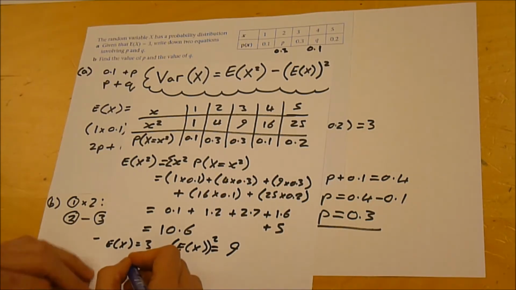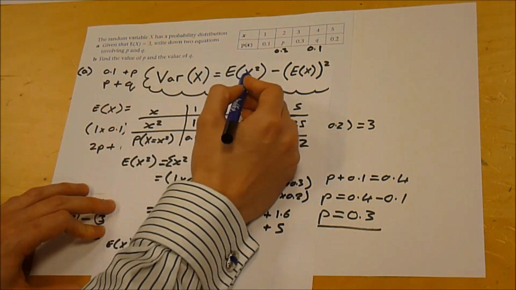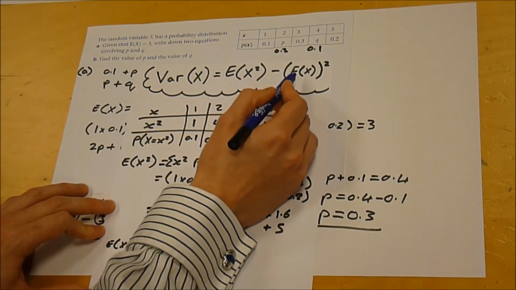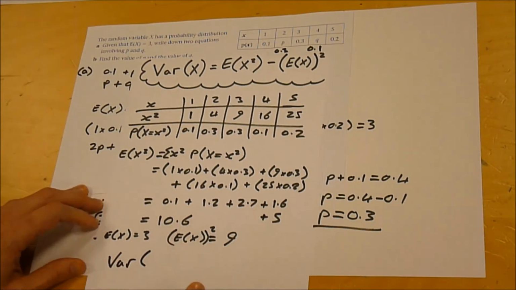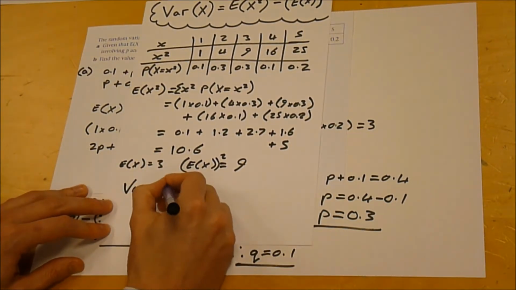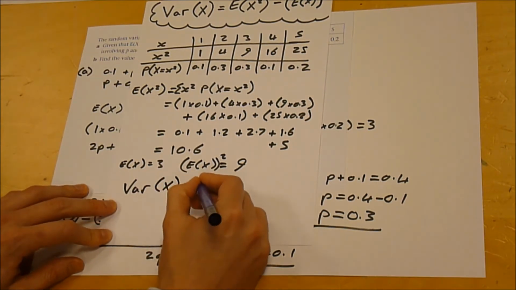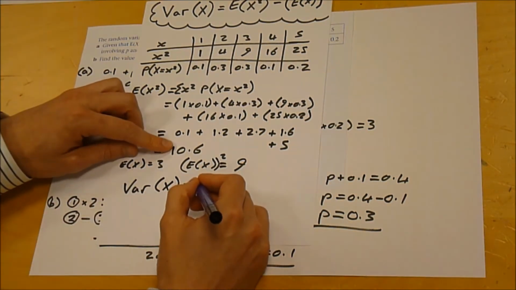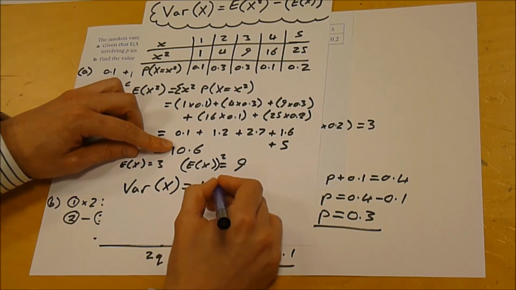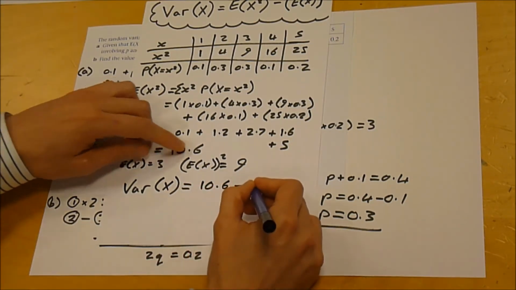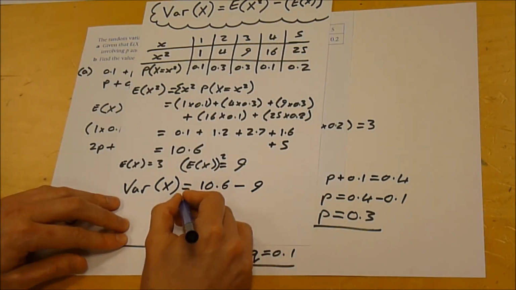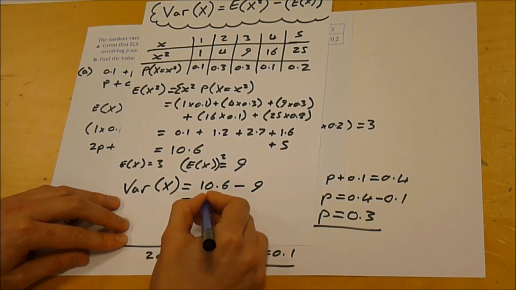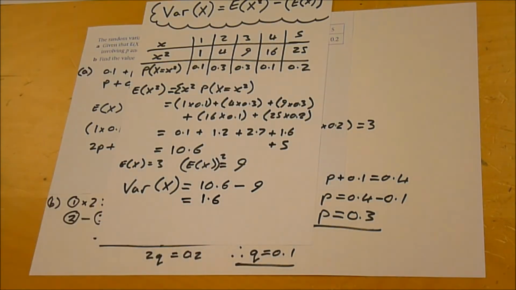Alright, so now I can just crunch that through my variance. I know variance of x equals the expected value of x squared, take away my expected value of x, then squared. So var of x is going to equal, I've got 10.6 for my expected value of x squared, take away 9, my expected value of x, then squared. So that is going to leave me with 1.6 for my variance.